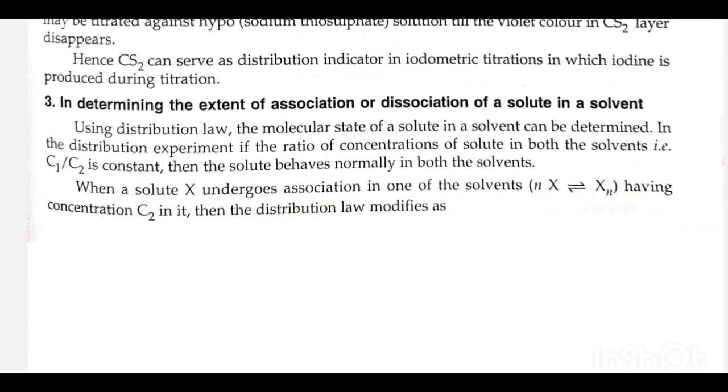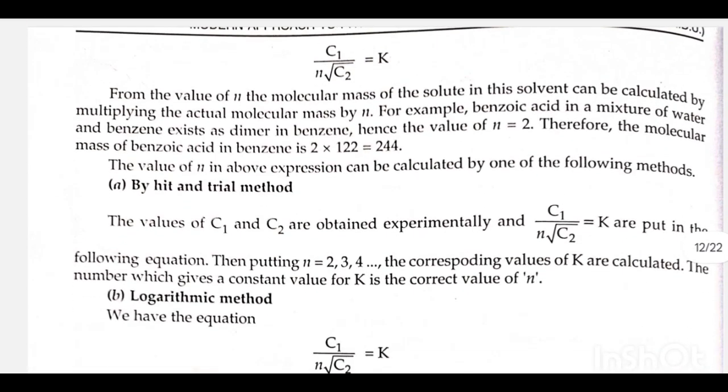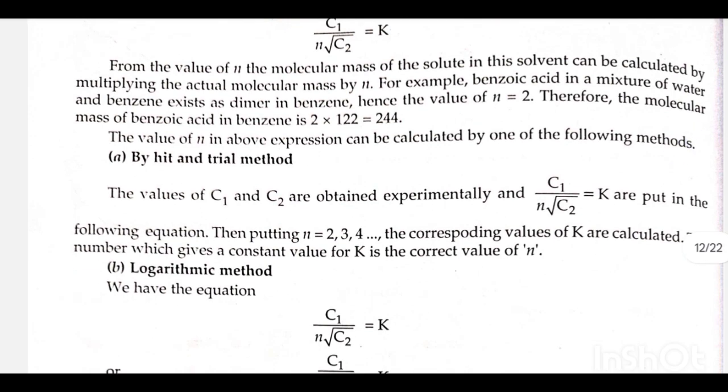In determining the extent of association or dissociation of a solute in a solvent using distribution law, the molecular state of a solute in a solvent can be determined in the distribution experiment. If the ratio of concentration of the solute in both the solvents, that is C1 by C2, is constant, then the solute behaves normally in both the solvents. When a solute X undergoes association in one of the solvents into Xn having concentration C2 in it, then the distribution law is modified as C1 upon nth root of C2 is equal to K. From the value of n, the molecular mass of the solute in this solvent can be calculated by multiplying the actual molecular mass by n.